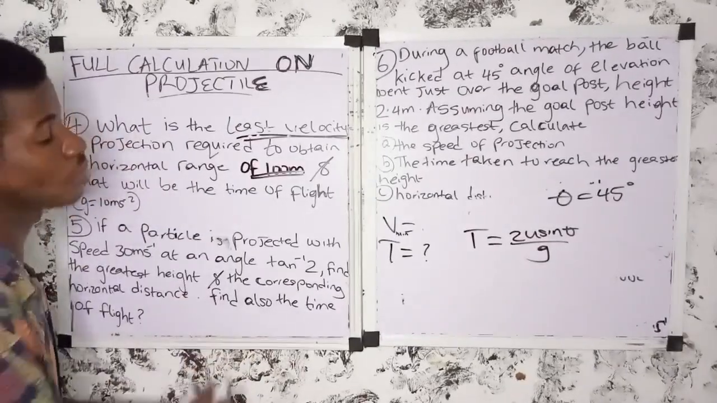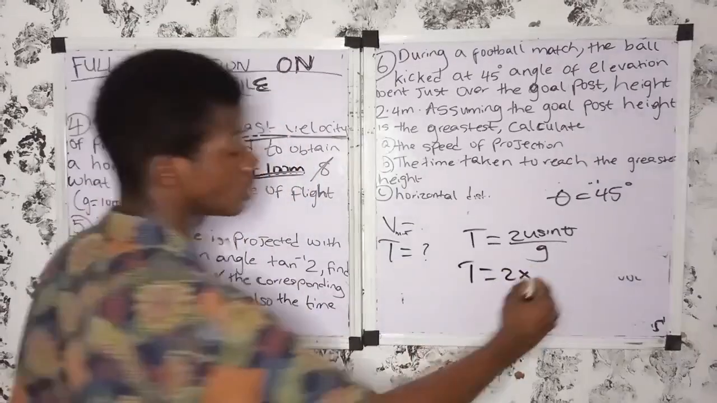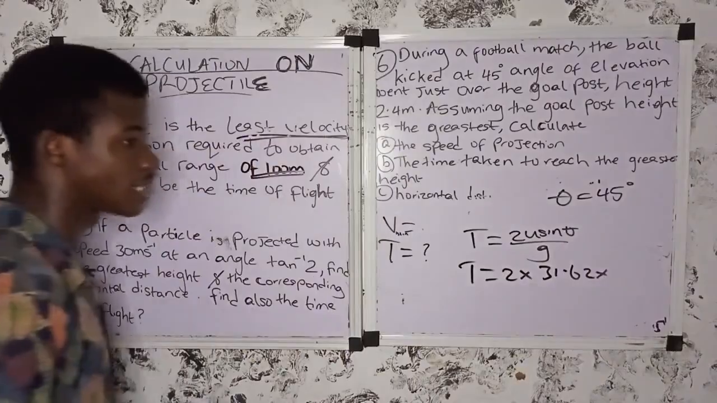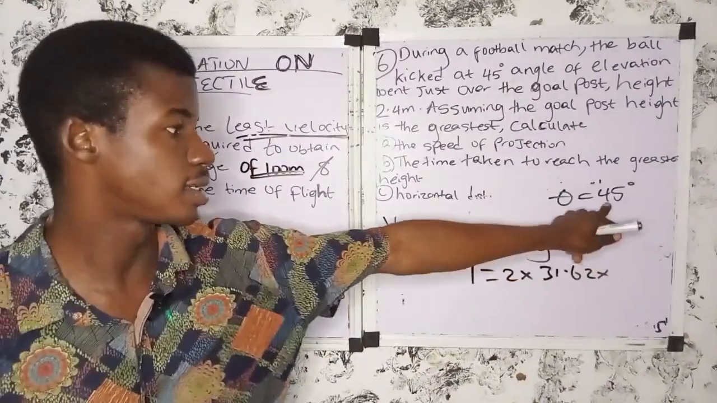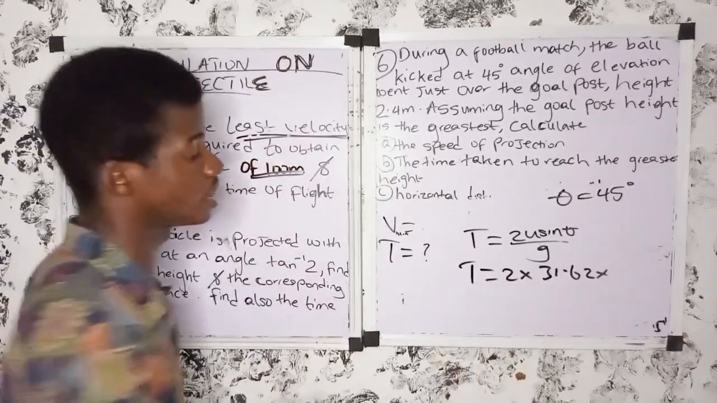Okay, so let's continue. We're looking for time of flight, right? So t will be equal to 2 times our velocity, which is 31.62, right? Then times the angle, which is 45, so sine 45. Sine 45 is 0.7071.